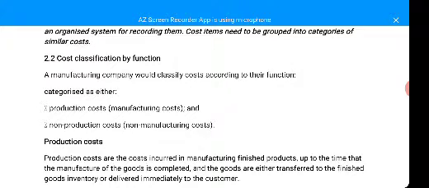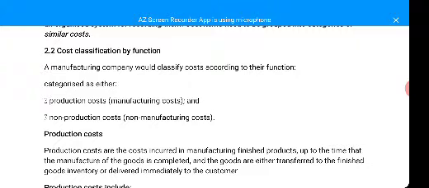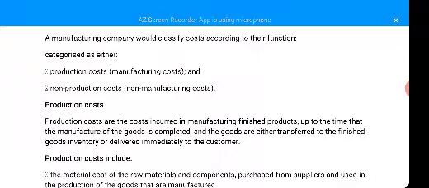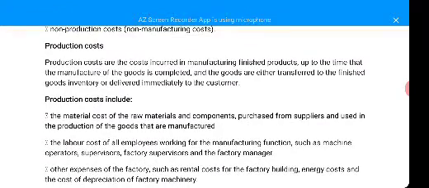Now, those departments might be grouped into two for the purpose of cost accounting: the production cost and the non-production cost. Let me go back to the departments I used as an example. The production cost is the cost incurred in the production department, because they are the only department whose costs are directly related to the production of the items. The others are non-production costs. Production costs are the costs incurred in manufacturing finished produce up to the time that the manufacture is completed, and the costs are either transferred to the finished goods inventory or delivered immediately to the customers.